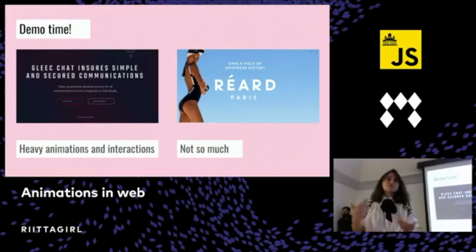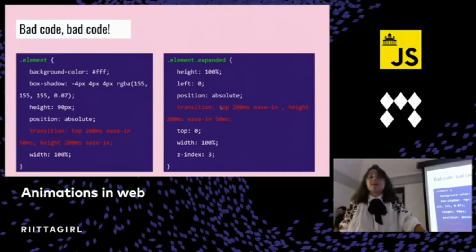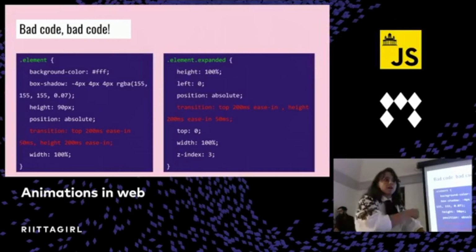As we can see, there are heavy animations and interactions, and not so many different effects. So why is that? Well, usually when people do animations, it looks something like this. It's bad code in a way. We trigger the transition, which affects the top property of the element, which means that the browser has to invoke the paint stage, which means that we have to redraw the entire image from scratch, and of course it slows down the frames.